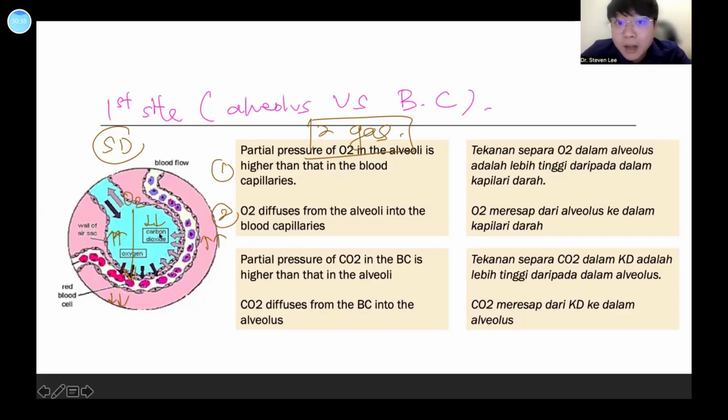with PP. Are you doing like that? Maksudnya you will say tekanan separa oksigen dalam alveolus adalah lebih tinggi daripada carbon dioxide. Is that how you write in your exam? Yes or no? Guys, tell me. Are you going to write like that? The tekanan separa oksigen adalah lebih tinggi daripada carbon dioxide di dalam alveolus. Oleh itu, oksigen akan meresap ke dalam darah.